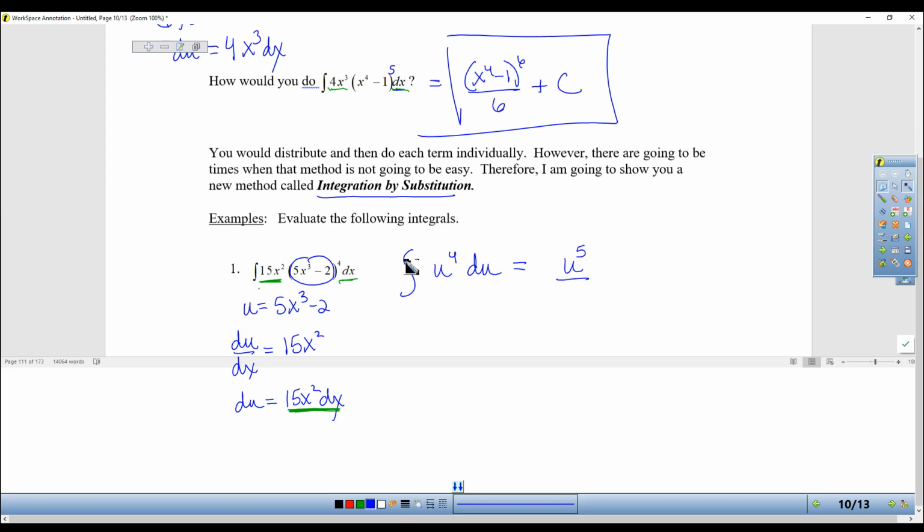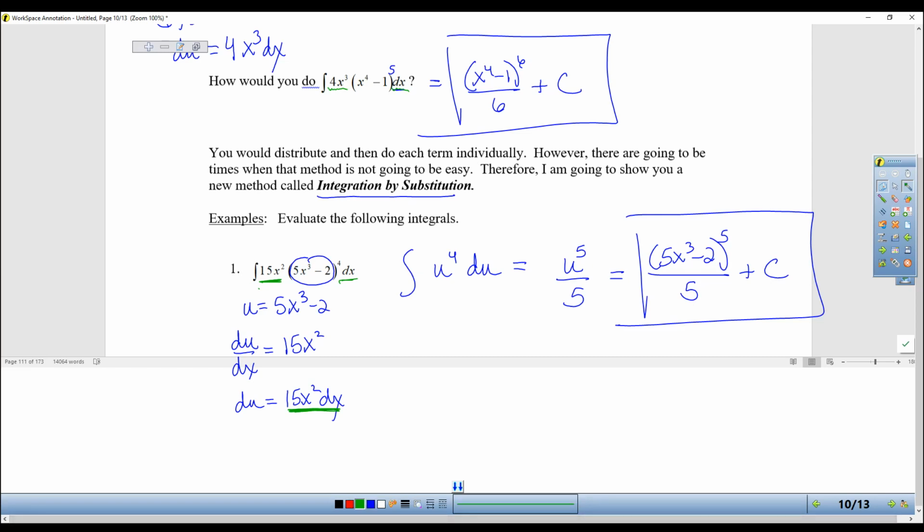So the integral is, you notice, keep the integral sign because I didn't actually take the integral yet. But now that I did, I remove the integral sign, u to the fifth over 5, which is equal to 5x to the third minus 2 to the fifth over 5 plus c.